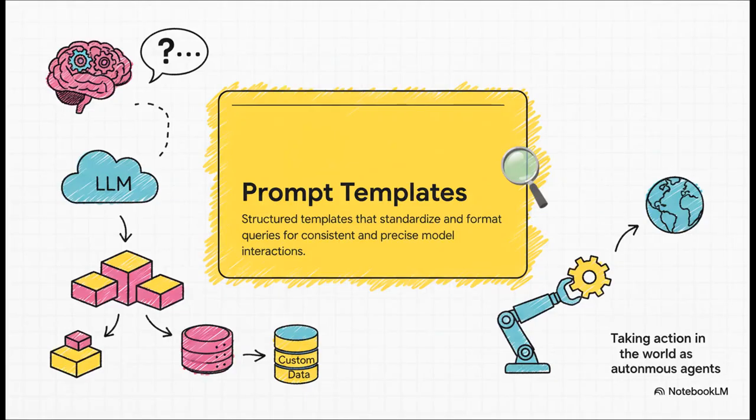Let's talk about prompts for a sec, because they're way more than just asking a question. A LangChain prompt is more like a structured template. It's a recipe you create to make sure your questions are always consistent and guide the model to give you the exact kind of reliable, relevant output you're looking for.